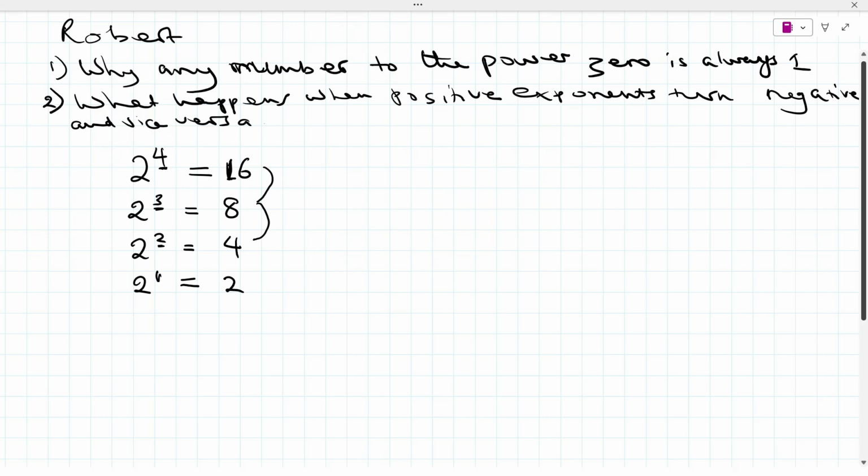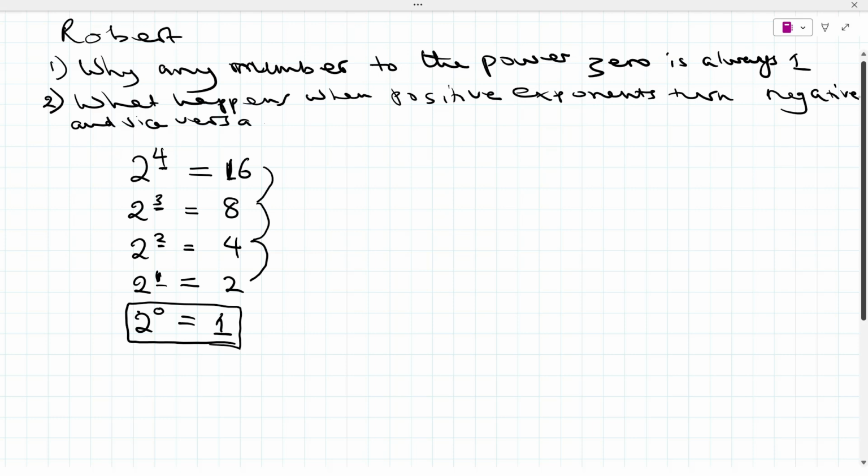Now, let's suppose we reduce this further, from 1 to 0, 2 to the power 0. We would follow the same pattern by dividing our value 2 by 2. So 2 divided by 2 will give you 1. And that's what becomes our answer. 2 to the power 0 is equal to 1. So any number to the power 0 should always end up being 1.